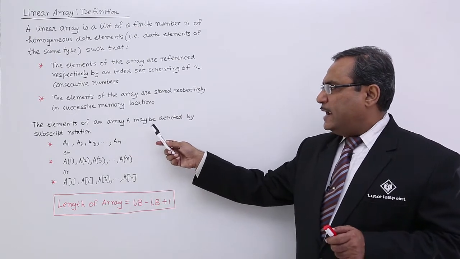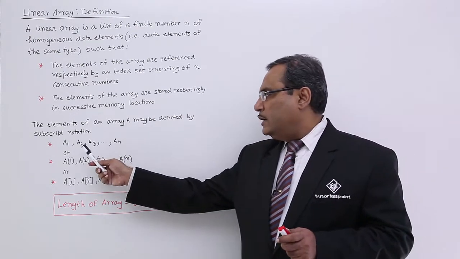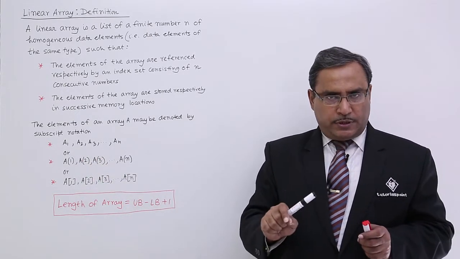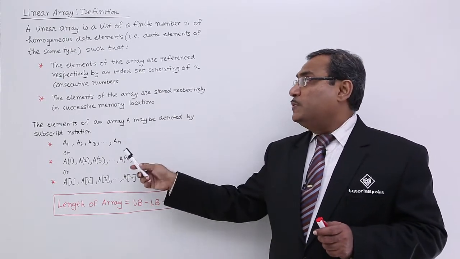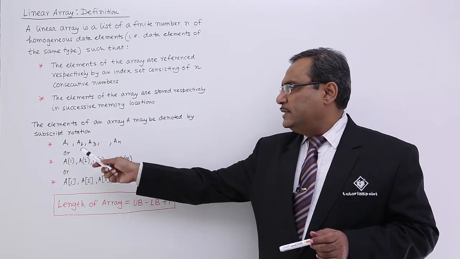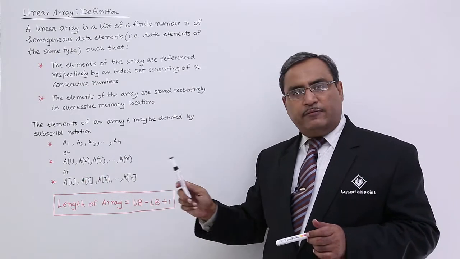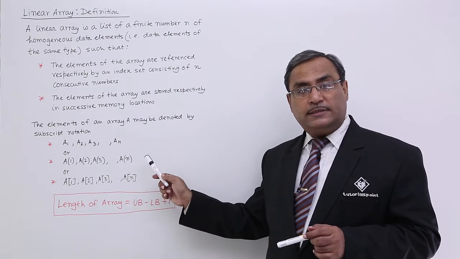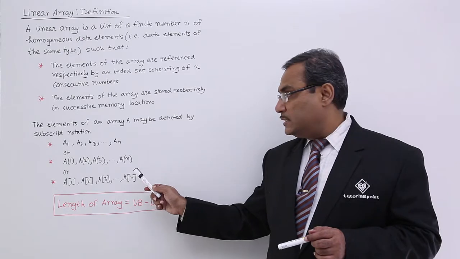The elements of an array A may be denoted by the subscript notation. So A1, A2, A3, you see 1, 2, 3, and they are coming as a subscript to A. So that's why they are known as a subscript. That's why an array can also be called a subscripted variable. So in this way we can access A1, where 1, 2, 3, n are written in first brackets, and we usually use this particular syntax in our BASIC language or in Fortran.